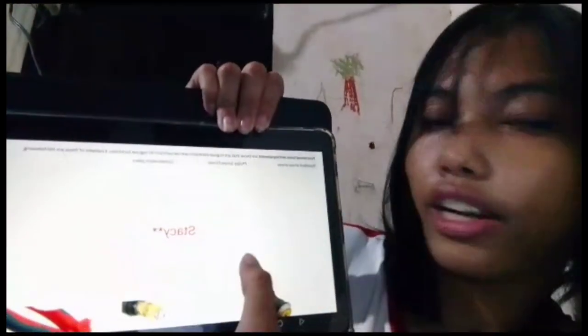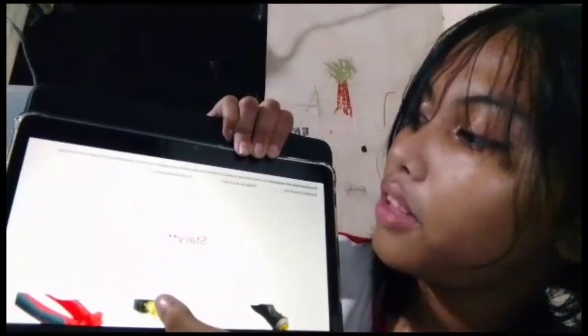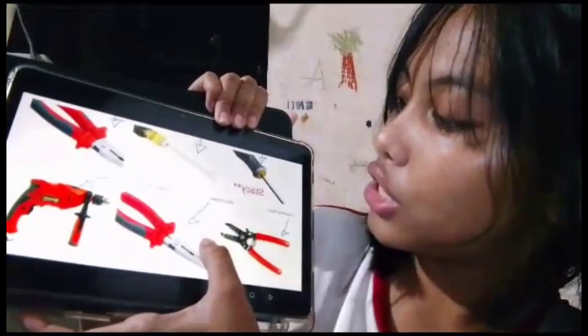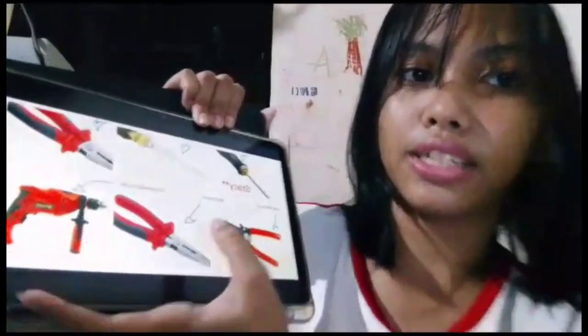Non-functional tools and equipment are tools that can no longer function effectively due to damage or broken parts. Functional tools and equipment are those that are in good condition and can perform their regular functions. Examples of these are the following: standard screwdriver, Phillips screwdriver, combination pliers and long nose pliers, wire stripper, portable electric drill.